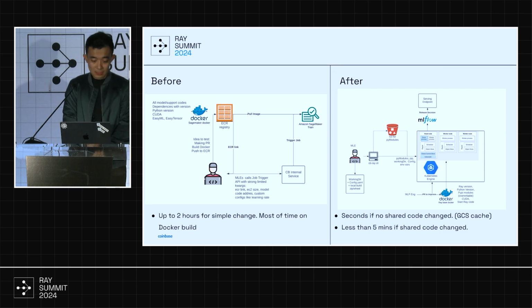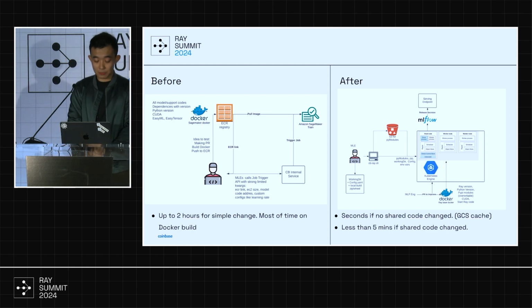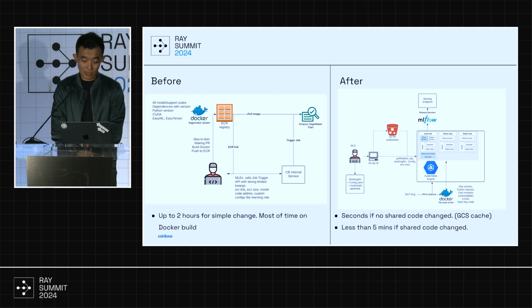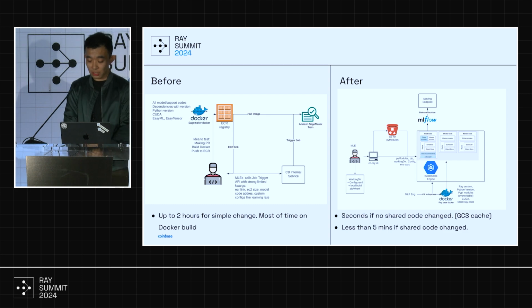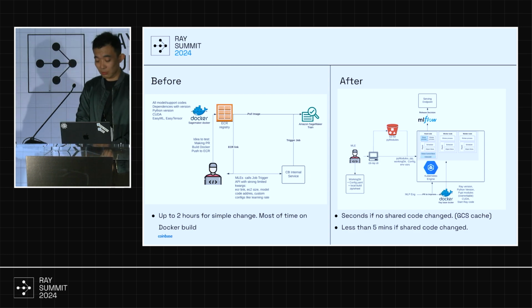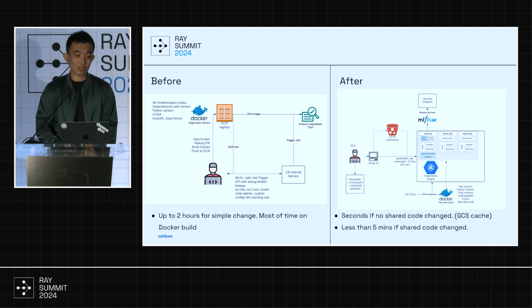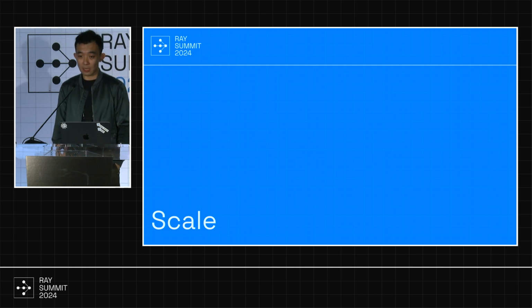So that's a before-after comparison. Before, we took 2 hours for a simple change, most of the time just waiting for a Docker build. Right now, if you need to make a code change and share the code change, it takes 5 minutes. If it's just your local main logic change, you get the result in like 5 seconds probably. Another thing is about scale.